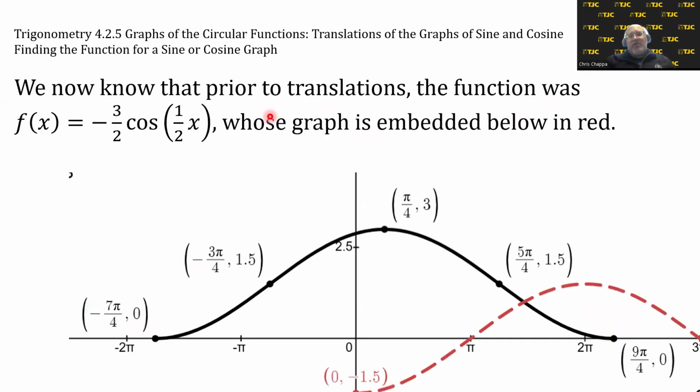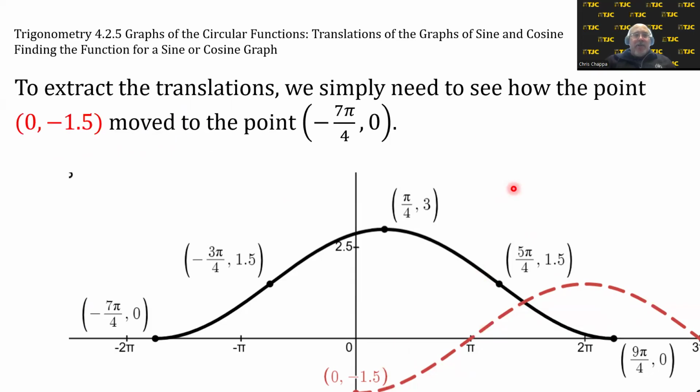We now know that prior to translations, the function was f of x equals negative 3 halves cosine of 1 half x, whose graph is embedded below in red. In other words, we found the graph pre-translations, that it has the correct period and amplitude, the correct shape. Now we've got to figure out how to move the red to the black, and we can keep track of the first point on each to do that.